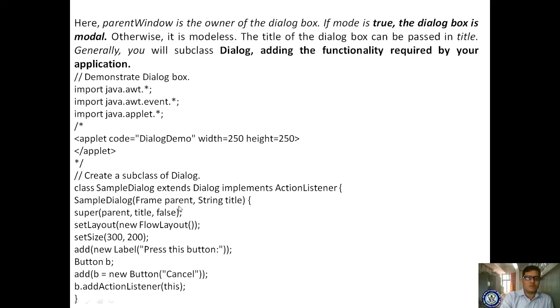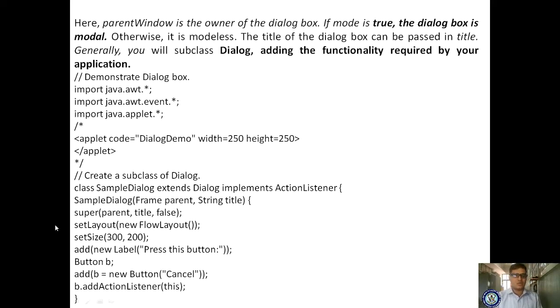Now it is inheriting, right? Hence you are using the super method. As you know, what is the purpose of the super method? It is used to initialize the base class constructor. The base class constructor will construct the parent as well as the title, and here it is specifying false. If it is false, it means it is modeless. So whenever I click in a dialog box, it has to redirect to some other window.